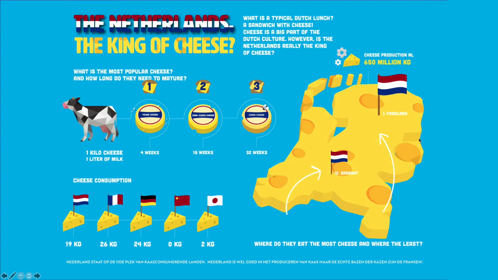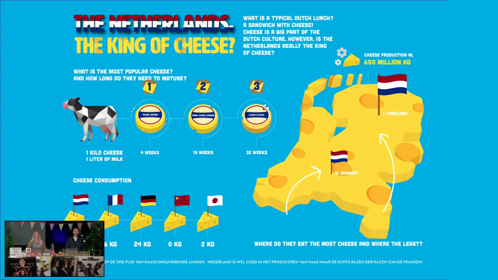You could come up with everything, but just make sure that your visualization is in the graphic style of the subject. Because we are talking about cheese, we thought it was a funny idea to make a map of the Netherlands in cheese. So that's how you need to try to think. Try to think like how we did that in this infographic.